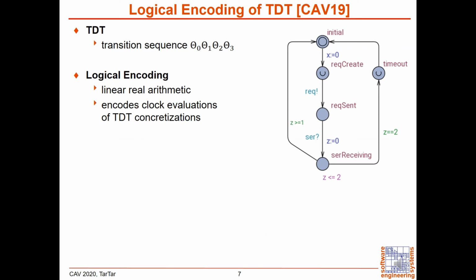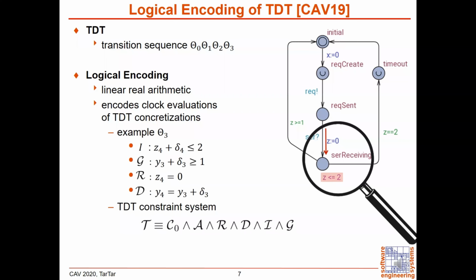The TDT of the database is a transition sequence theta 0 to theta 3. We encode the time constraints of these transitions in linear real arithmetic and result with a logical constraint system that allows only clock assignments that are possible in the timed automaton. We exemplify our encoding by the invariant x ≤ 2 in the 4th location, receiving. For the encoding we create a variable x4 that has the value of x when entering the 4th location, and a variable delta4 which describes the delay in this location.